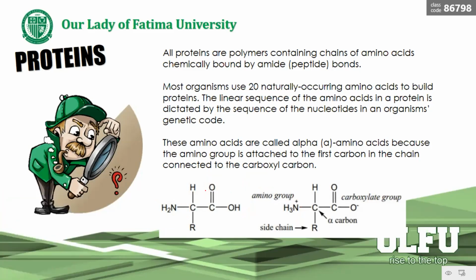Amino acids are considered alpha amino acids. Why? Because in organic chemistry, we call the carbon right after the carbonyl group of the carboxylic acid the alpha carbon. Okay, this is the alpha carbon. And our amino group is connected to the alpha carbon. That's why we call these alpha amino acids. So actually all amino acids have this general structure, an alpha amino acid.